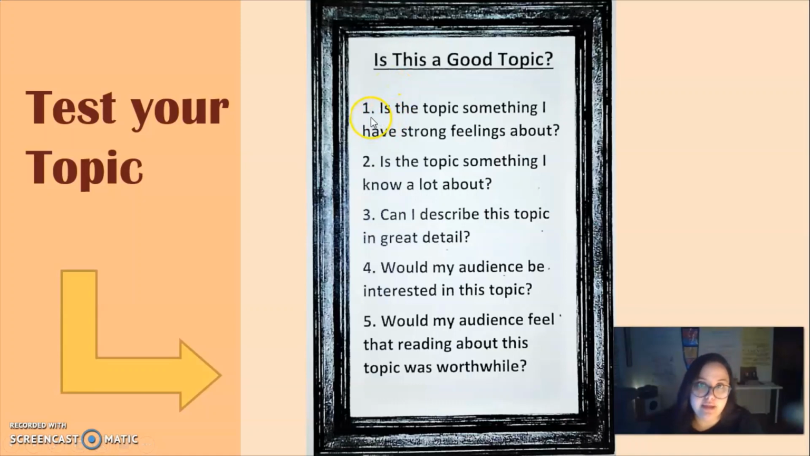You want to start with, is the topic something I have strong feelings about? Well, if you don't have strong feelings about it, how are you going to be able to give details? How are you going to be able to give an example or make a personal connection to the topic? If you don't have strong feelings about it, you can't do those things. But if you have really strong feelings about, which one from yesterday? About staying connected, well, maybe then you're on the right track. Then you can move on to number 2.